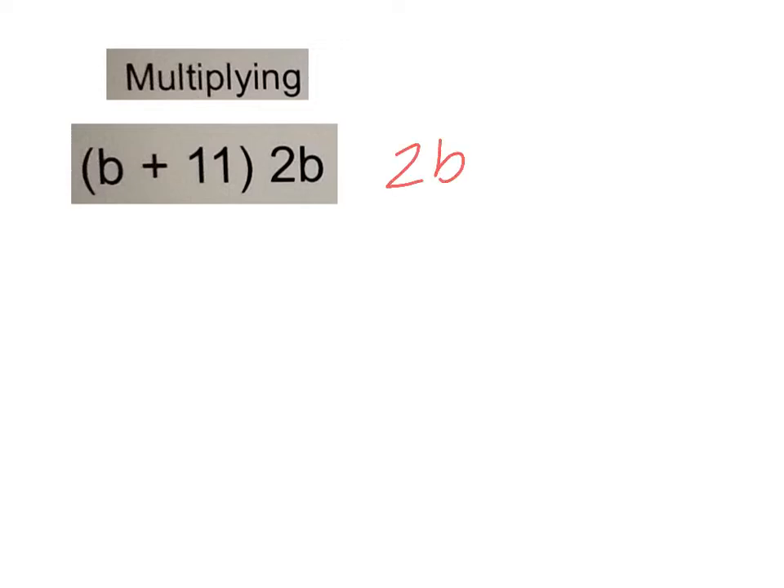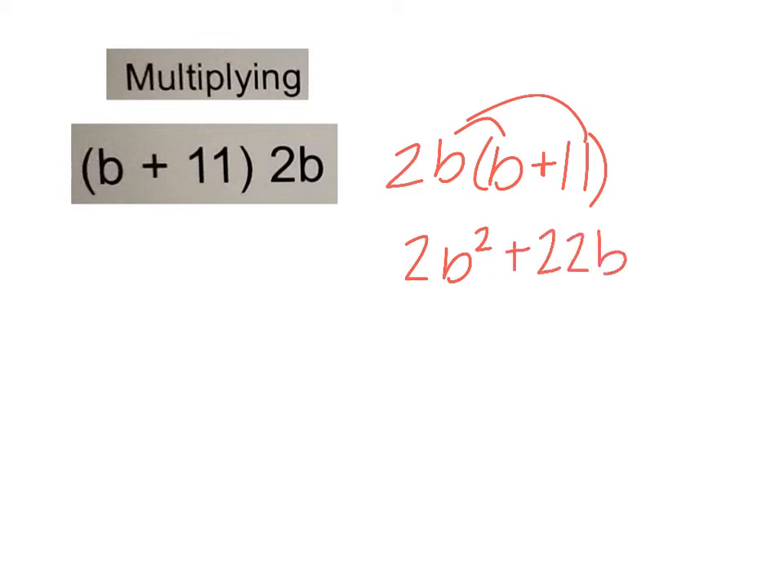So that would give me 2b times b plus 11, and you literally just distribute. So 2b times b, well, the b's are the same, and both their exponents are 1, so that becomes 2b squared, and then 2b times 11 is 22b. So the final answer there is 2b squared plus 22b.